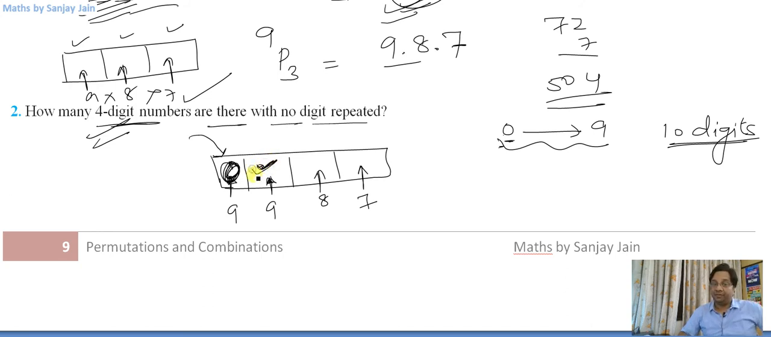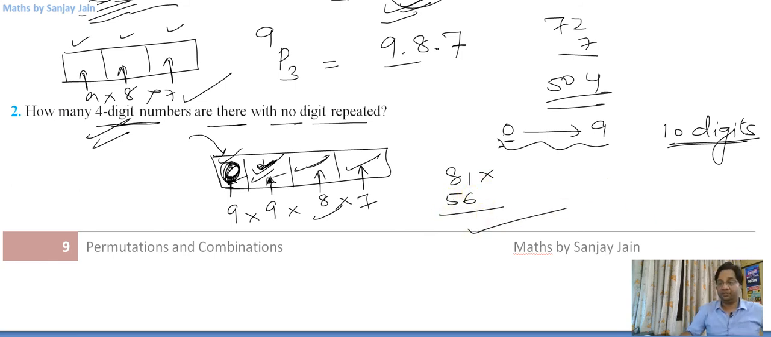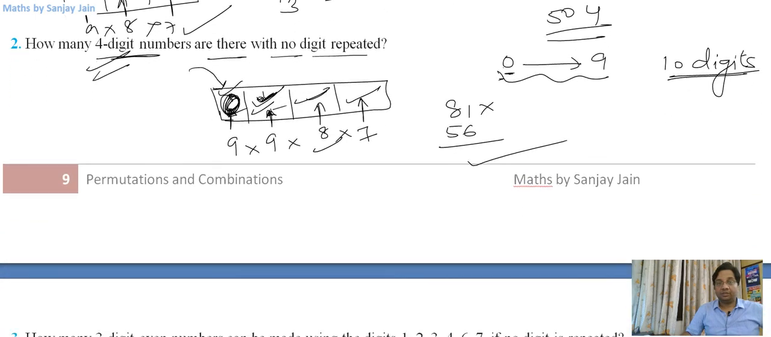Once I filled this place, now 2 places are filled, so I am left with 8 digits. And when 3 places are filled, I am left with 7 digits. So this will be the total number of ways. That is 9 into 9 into 8 into 7, which is 4536. So you can calculate it yourself. These will be the 4-digit numbers.